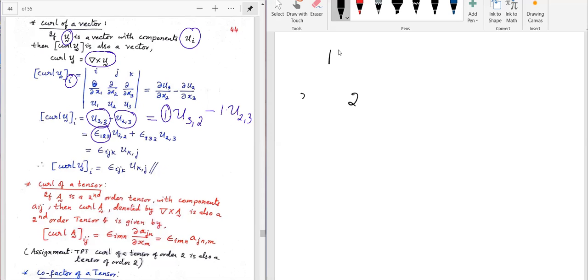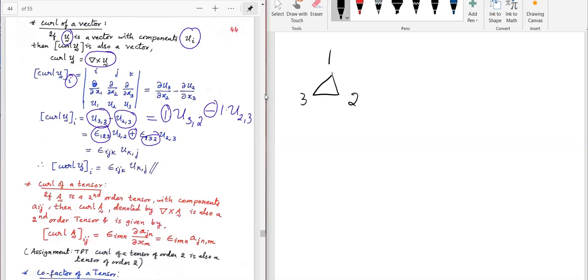2 and 3. So this is our cyclic order. Okay, now epsilon 1 3 2. See, if 1, 2, 3 is cyclic, right? What about 1, 3, 2? So here we have 1, 3, 2. So 1, 3, 2 is becoming what? The reverse, right? So it is minus, and there is one already minus here. So that one minus here will become plus.